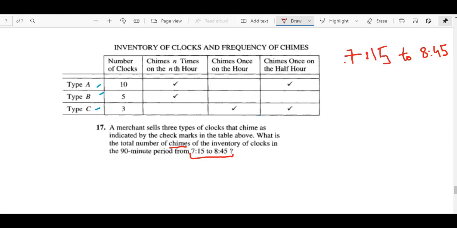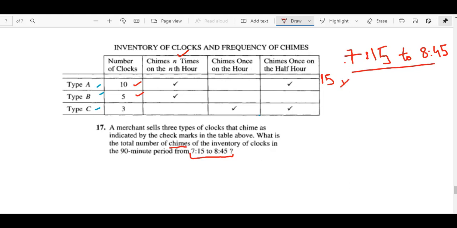Right. Now, we need to find the total number of chimes. Okay. So if we talk about this column first, where the clocks chime n times on the nth hour. We have 10 and 5, so the total number of clocks is 15, and they chime n times on the nth hour. So between 7:15 and 8:45, the only whole hour is 8, right? After 7:15, we will have 7:30, then 7:45, and then 8. So by whole I mean only hour without any minutes, would be 8.